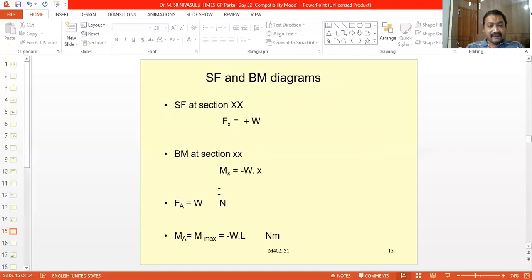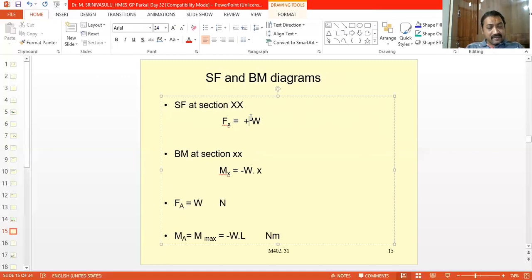Generally, the shear force at a point can be shown as F with that point as suffix. Fx means the shear force at point X. Fa means the shear force at point A. Similarly for the bending moment, capital M followed by a suffix letter. Ma means the bending moment at point A. Mx means the bending moment at point X. So here Fa is equal to plus W newtons.